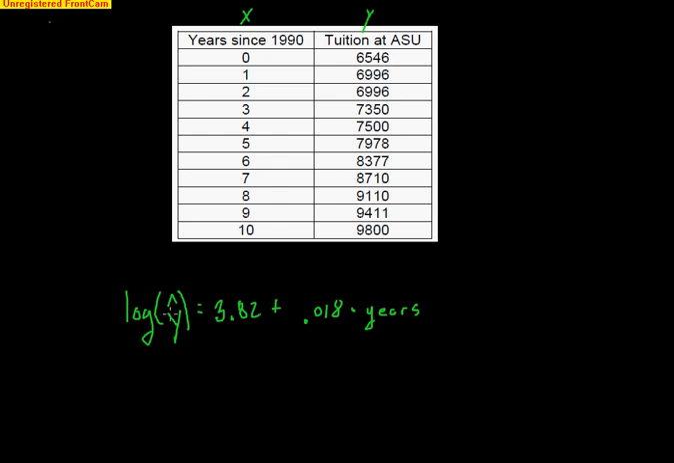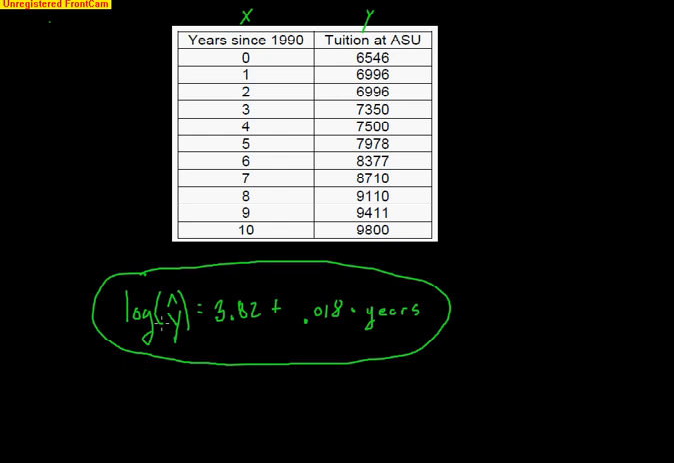Alright, so this definitely made the data straight. The residual plot looked better. This is a linear line that goes through my data even though the y's got logged. So I re-expressed the data to make it straight. Okay, so now let's try to actually utilize this equation. So let's predict the tuition in 2011. In 2011, that would be 11 years since 1990. So I have to do log of tuition, or y hat predicted, equals 3.82 plus 0.018 times 11.